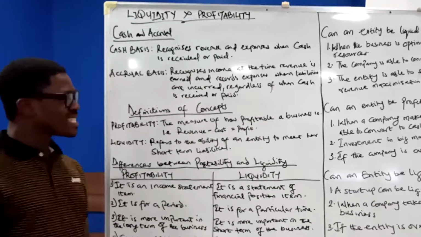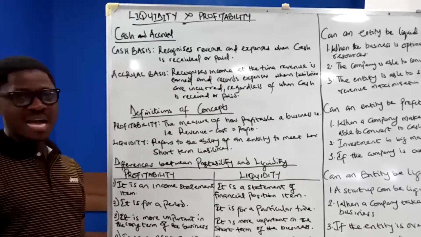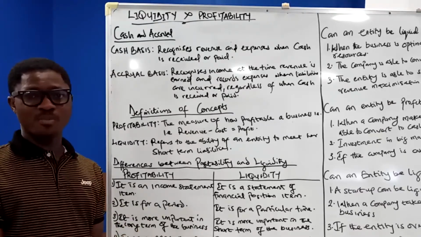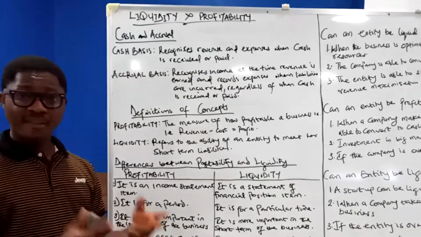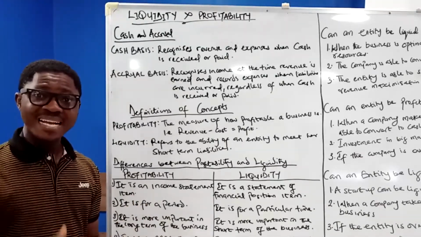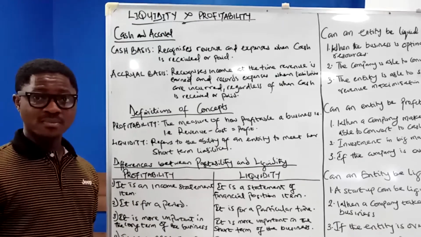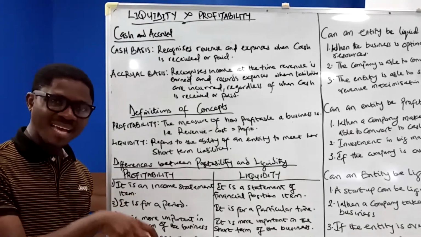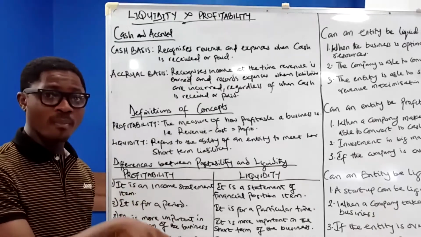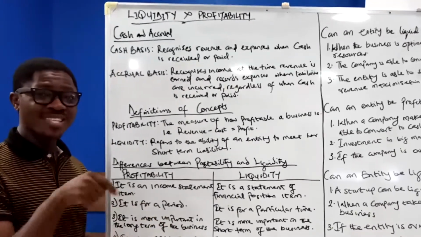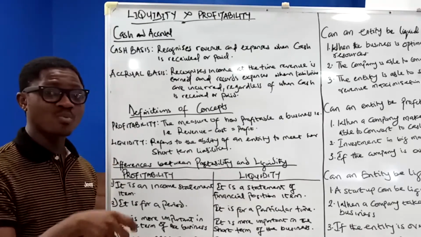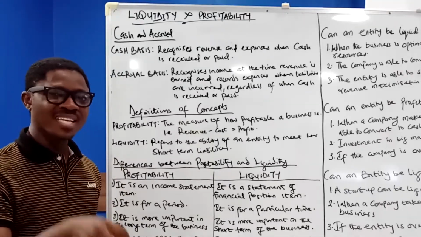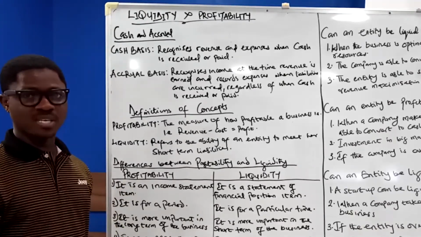Now we go to accrual basis. Accrual basis recognizes income at the time revenue is earned and expenses when liabilities are incurred, regardless of when cash is received or paid. So accrual basis is the opposite of cash basis, meaning that under accrual basis, cash may or may not have been received or paid. Accrual basis recognizes income when revenue is earned, not necessarily when cash comes in for such revenue, and expense as a liability is incurred, not necessarily when cash is paid for such a transaction.